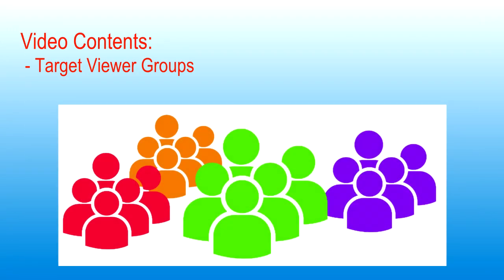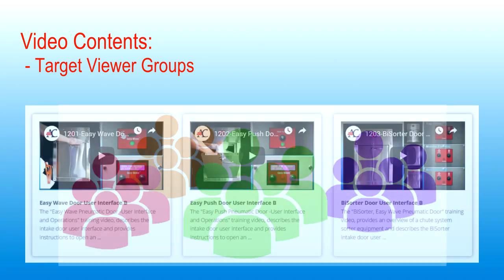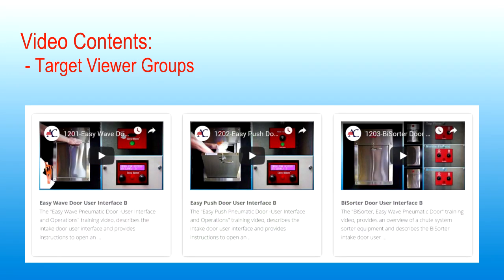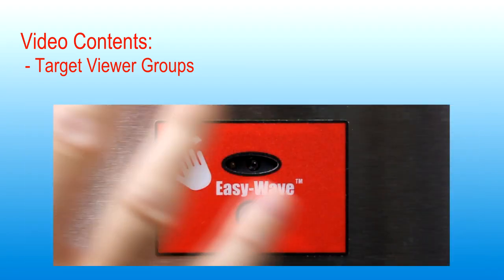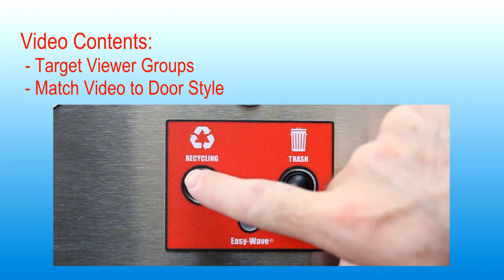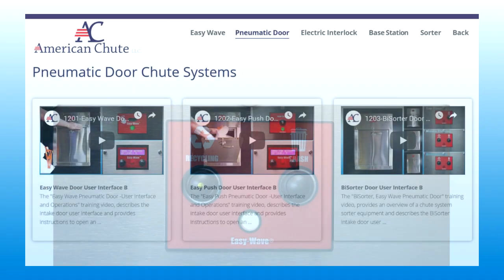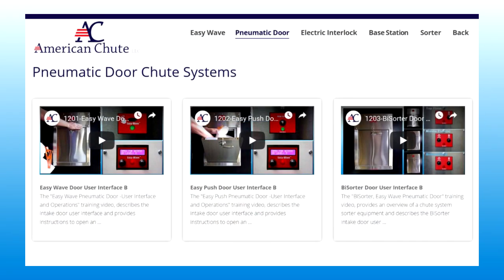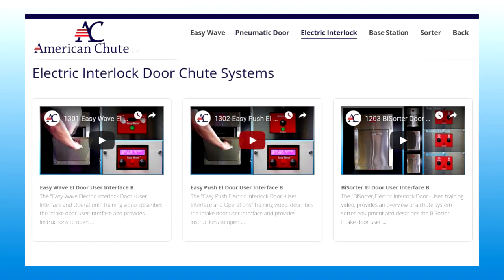The contents of each video are targeted to different groups of viewers. This means there are multiple intake door user interface videos containing the same general information, but equipment demonstrations within each video will be performed on a specific type of door. There is a series of videos for pneumatic doors and a separate series for electric interlock doors.